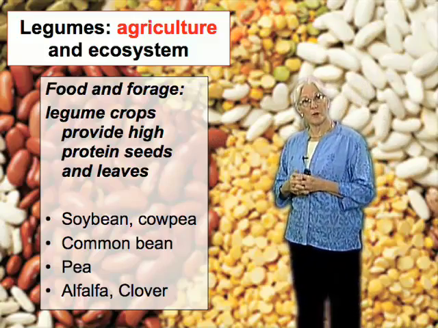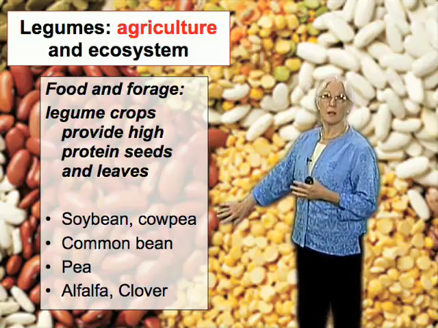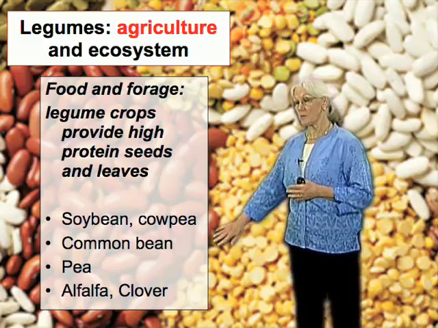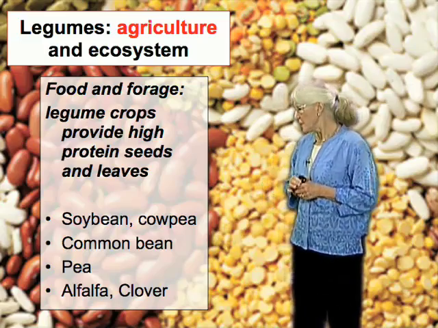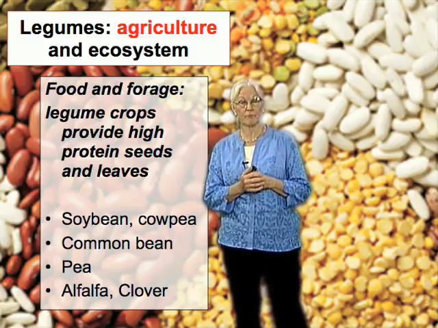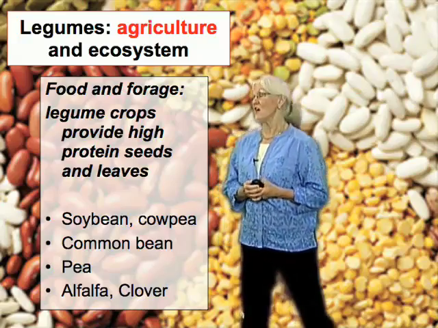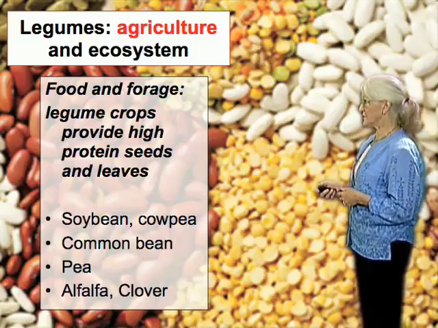We're familiar with soybean, cowpea, common bean, all being high protein seeds. The pea, again, a high protein seed. Also alfalfa, which is used as a forage for animals. It has very high protein leaves. That's why it's so nourishing for animals, such as cattle and horses.